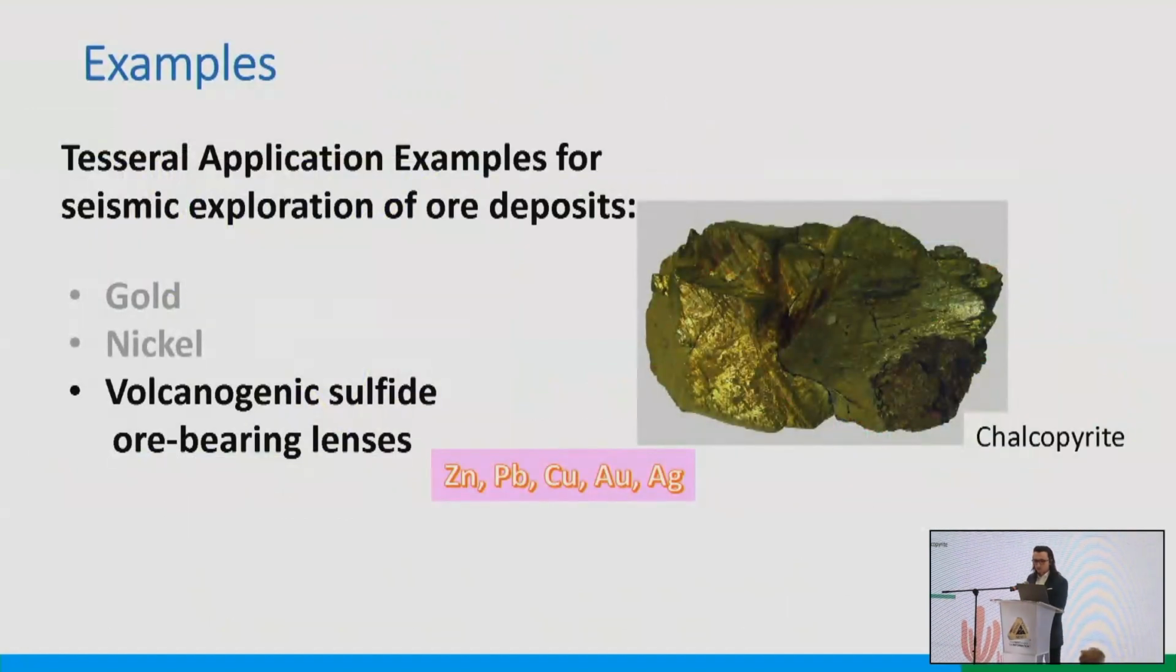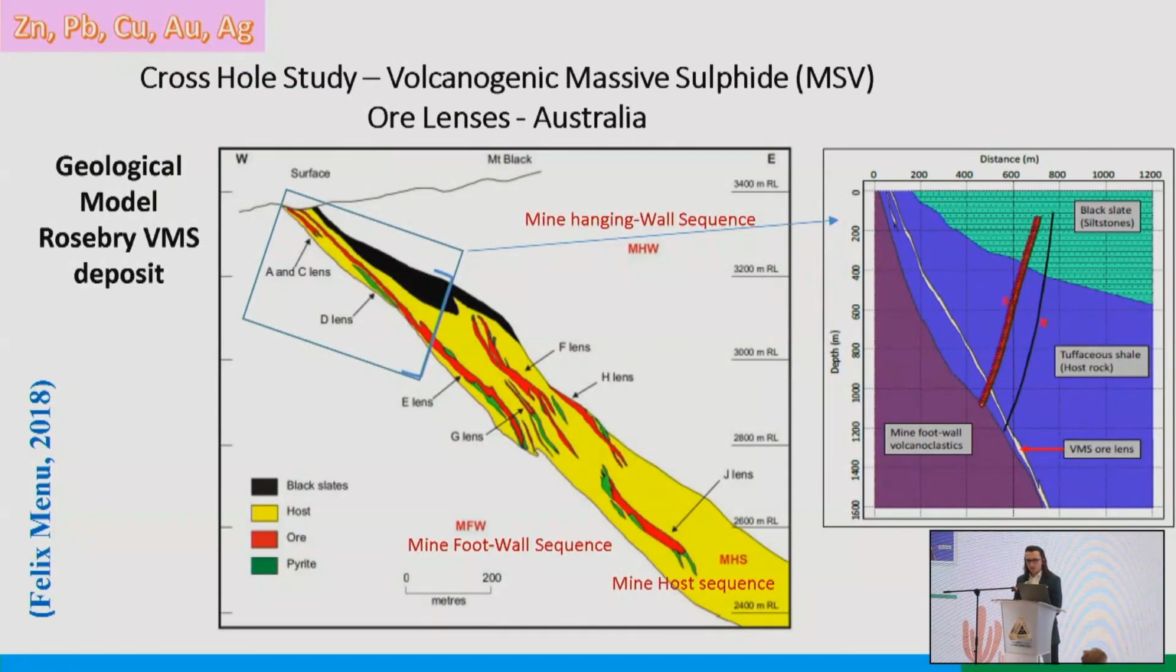Another example is the volcanogenic sulfide ore lenses. This covers various types of ores. In this example, massive sulfides are distributed in composite lenses, and therefore the future of mining operation depends on continual discovery of new lenses. This Rosebery volcanogenic massive sulfide deposit is a stratabound massive sulfide deposit of pyritic mineralization made up of 16 individual ore lenses with up to 12-meter thickness.